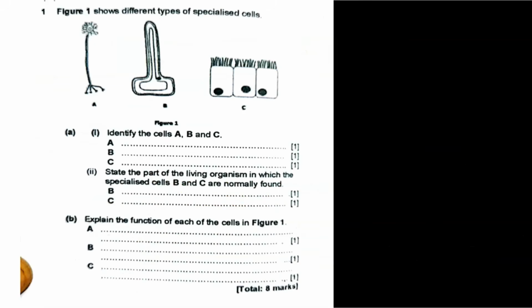Okay, what about the other question? Figure 1 shows different types of specialized cells. Some of these we've already looked at. For example, this first one is the nerve cell, though we've not looked at it. This one is a root hair cell, we've looked at it. And this one is a ciliated cell. Even the questions that we are going to find are familiar. Identify cell A, B, C.